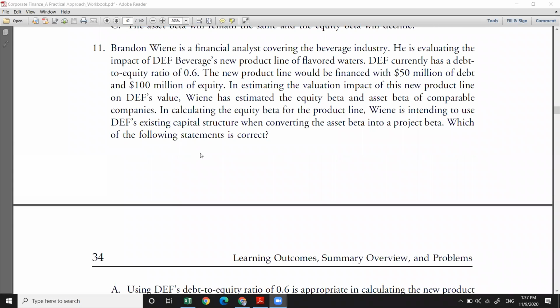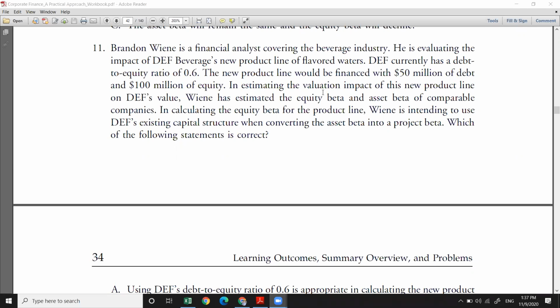Question 11. Brandon Wynn is a financial analyst covering the beverage industry, and he's evaluating the impact of DEF Beverage's new product line of flavored waters. DEF currently has a debt-equity ratio of 0.6. A new product line would be financed with 50 million of debt and 100 million of equity.